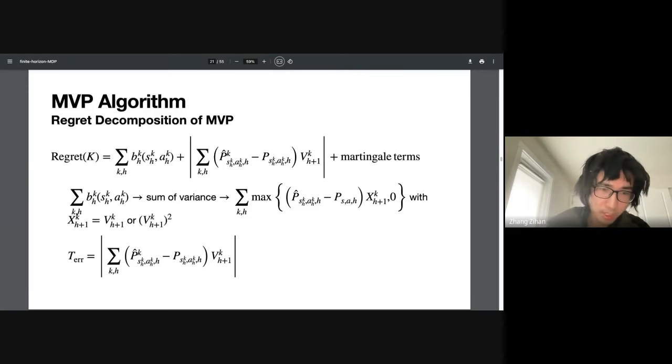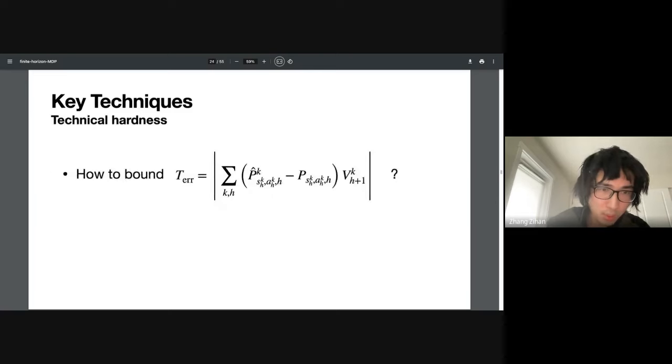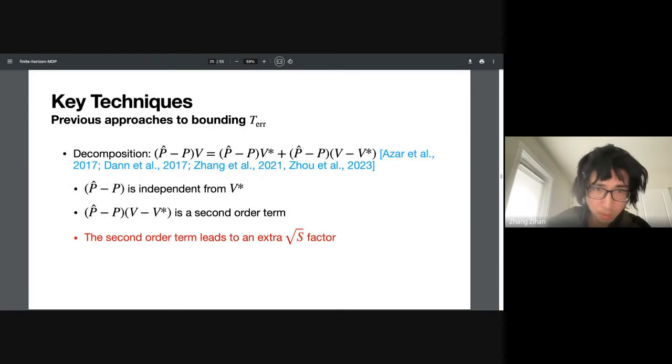The main hardness is that the empirical transition probability is not independent of the value function V_{h+1}, so we have to use some techniques to decouple them. So before our work, there were two approaches for this term. The first approach is decomposition.